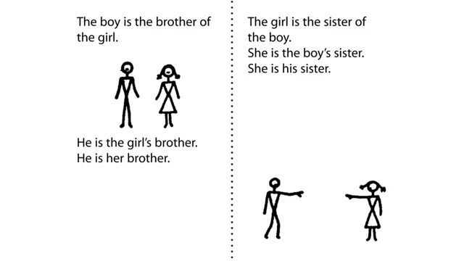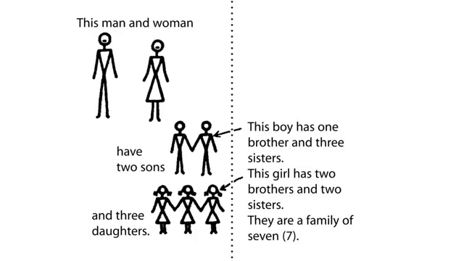The boy is the brother of the girl. He is the girl's brother. He is her brother. The girl is the sister of the boy. She is the boy's sister. She is his sister. This man and woman have 2 sons and 3 daughters. This boy has 1 brother and 3 sisters. This girl has 2 brothers and 2 sisters. They are a family of 7.